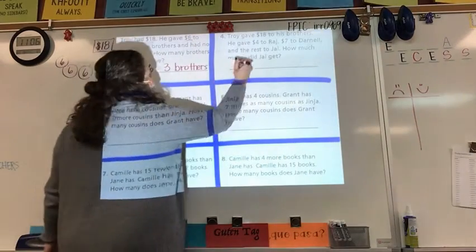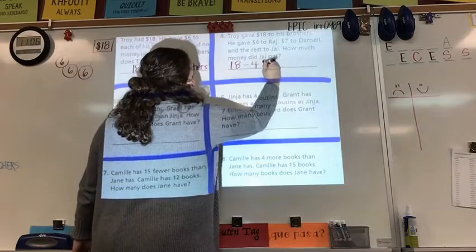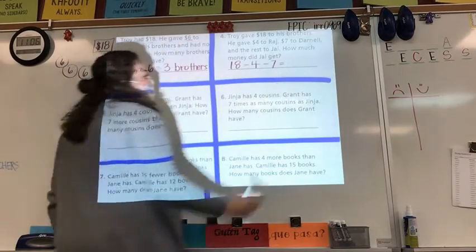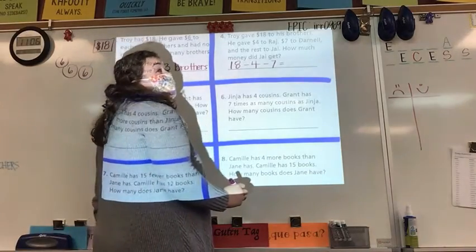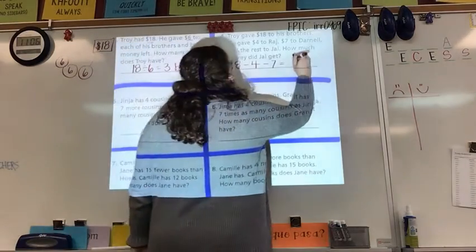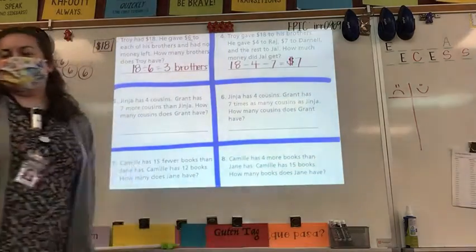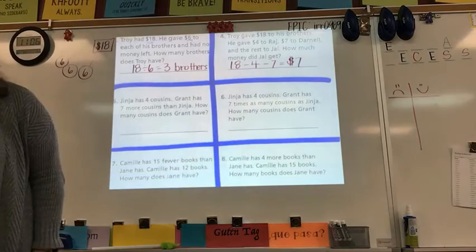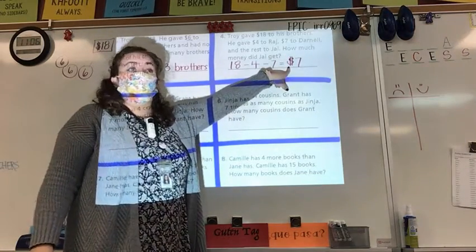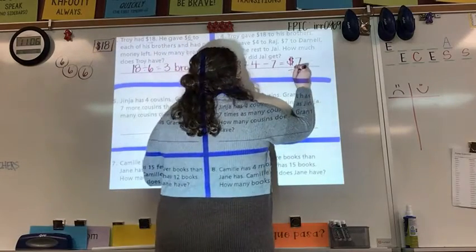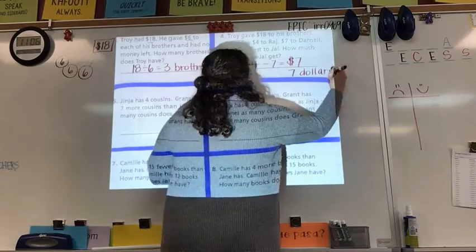I started with 18. I gave away 4. I gave away 7 more. And we ended up with 7. Why is there 7 money? Is that a smart label for it? Dollars. Or I could put my money sign before it. Or you could have also written it like this, $7.